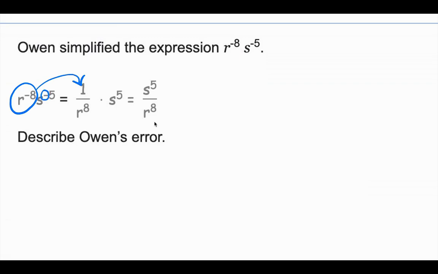See that negative? That means we have to put s underneath the denominator as well, 1 over s to the fifth. So this should be 1 over r to the eighth times 1 over s to the fifth. And then when we simplify, we just multiply straight across. That's 1 times 1 is 1. And then we have r to the eighth, s to the fifth. So he used the law of negative exponents correctly on the first variable, but not the second one.